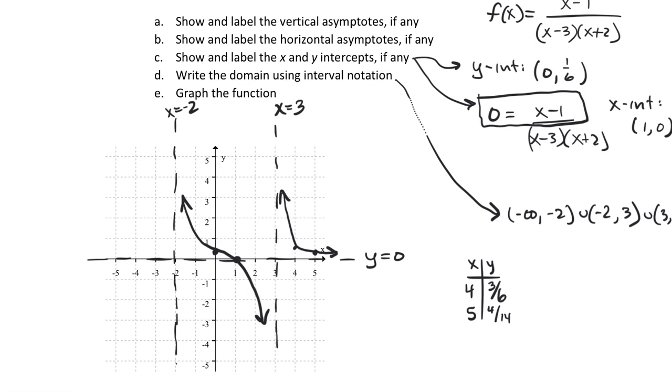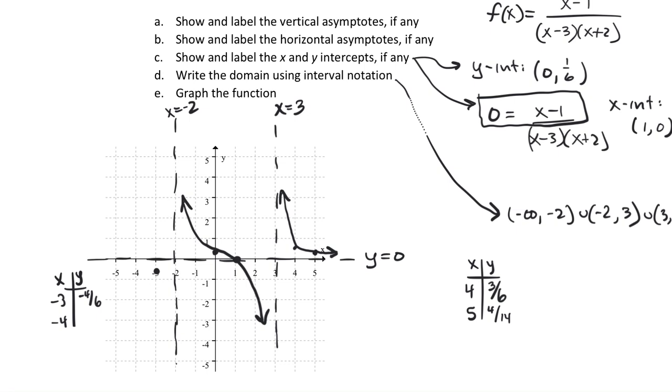Now over here, I'm going to do a similar thing. I'm going to plot a few points on this side of the vertical asymptote. So I'm going to plot negative 3 and negative 4. So when x is negative 3, negative 3 minus 1 gives us negative 4 in the numerator there. Negative 3 subtract 3 is negative 6. Negative 3 plus 2 is negative 1. Negative 6 times negative 1 is positive 6. So negative 4/6, or negative 2/3. So when x is negative 3, y is negative 2/3.